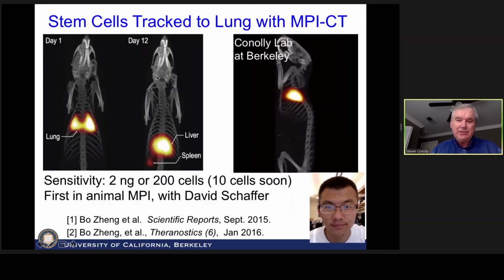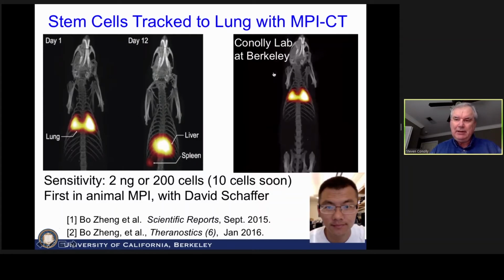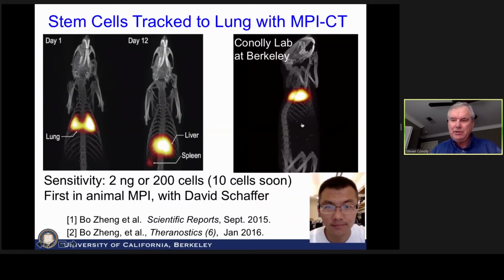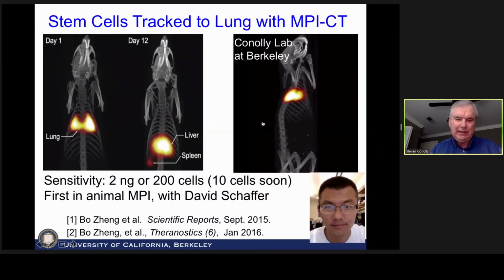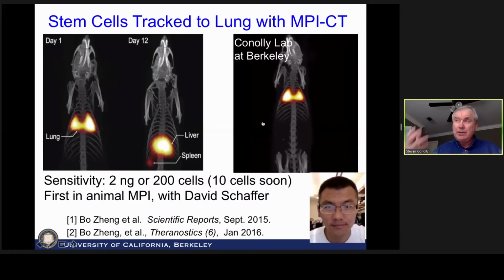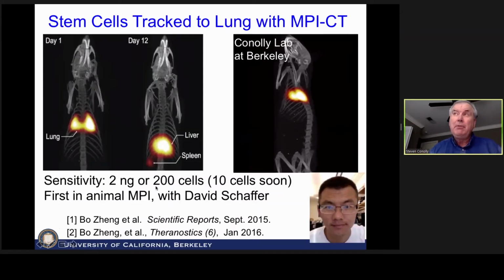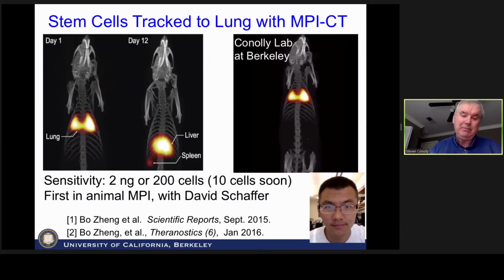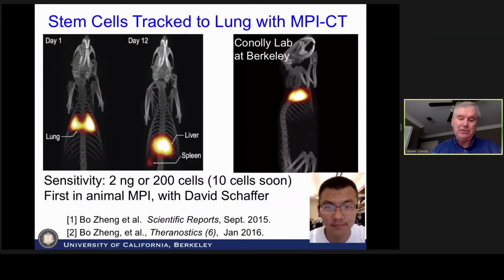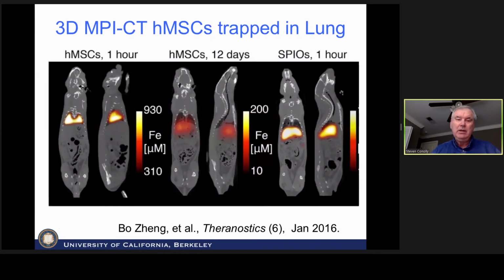The X-ray is just an anatomic reference scan. It's actually a CT study shown here, and this gives you the idea that it's a 3D study. Our sensitivity is about 2 nanograms, which translates to about 200 cells. But with these new particles, we think we can get down to maybe even single cell or 10 cells very soon.